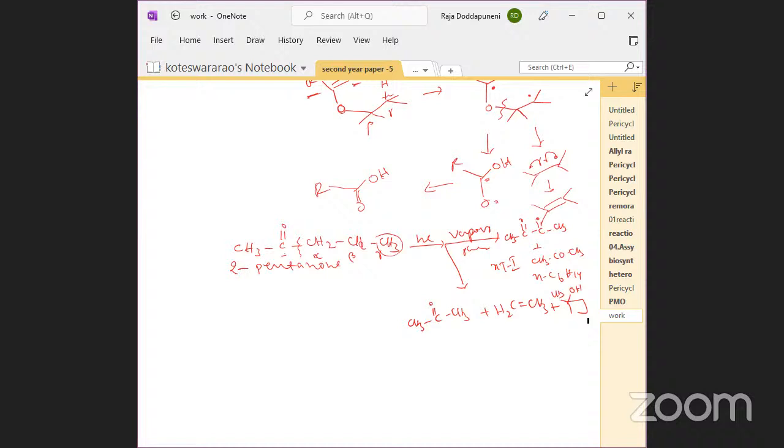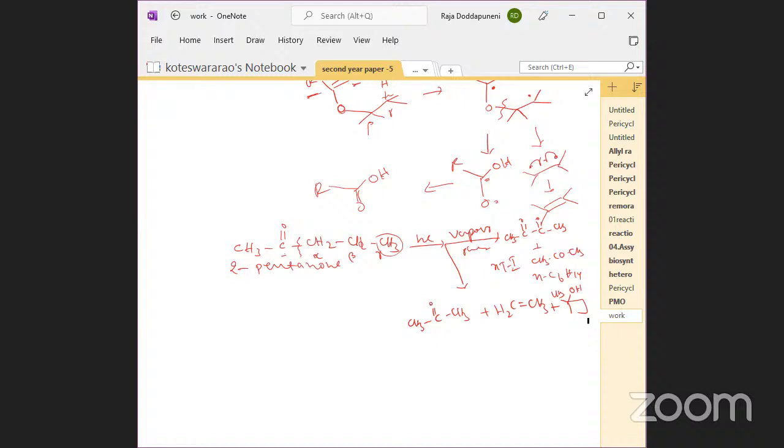Photoreduction, Paterno-Büchi, Norrish type 1, Norrish type 2, and photo-Fries rearrangement. These 5 reactions are observed in the aliphatic carbonyl compounds or aromatic carbonyl compounds. But the same reactions are not observed when we are taking the alpha beta unsaturated carbonyl compounds. What are the alpha beta unsaturated carbonyl compounds?